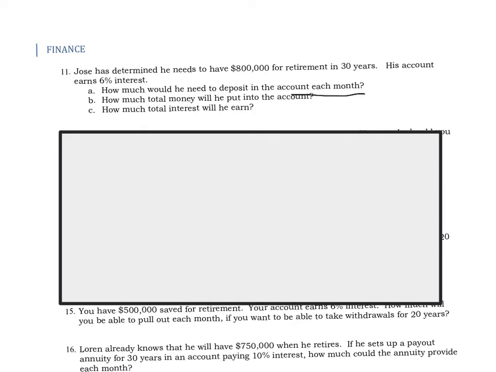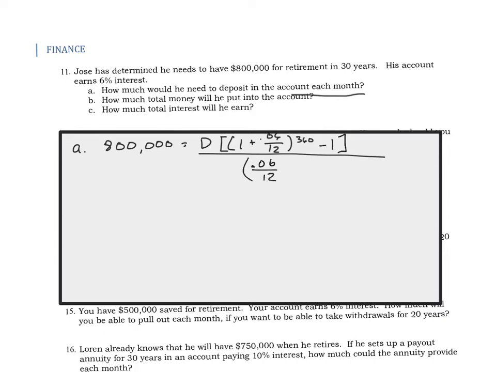Okay, so we need to end up with 800,000. I'm trying to find out how much to deposit, naturally. And then from here, we will just fill out our formula. We know the interest rate is 6% and that he's putting money into the account every month. Now 12 times 30 gives us 360. And then in our denominator, we'll have that 6% rate, finance rate, divided by 12.